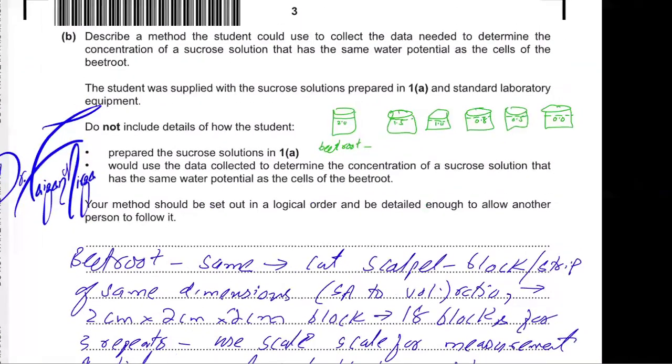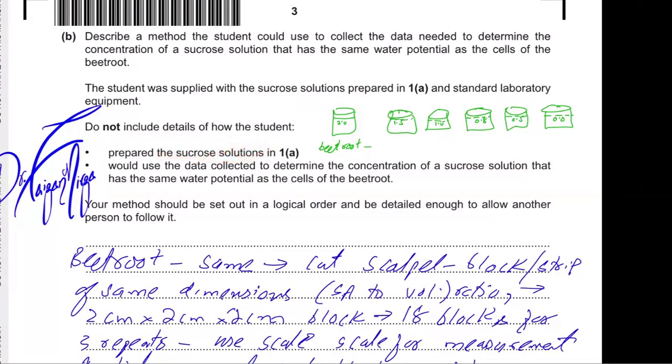Describe a method the student could use to collect the data needed to determine the concentration of sucrose solution that has the same water potential as the cells of the beetroot. The student was supplied with sucrose concentrations prepared by standard lab equipment. Do not include the details of how the student prepared the sucrose solutions, which means dilution details are not required.